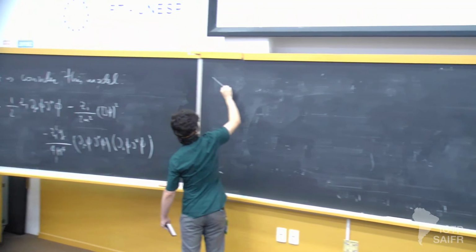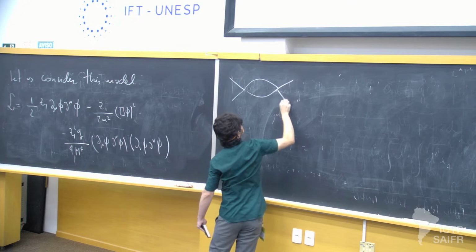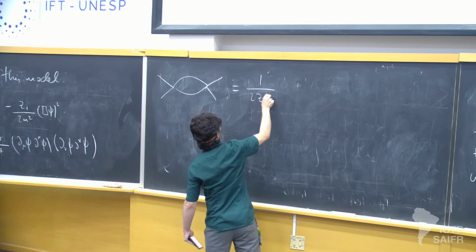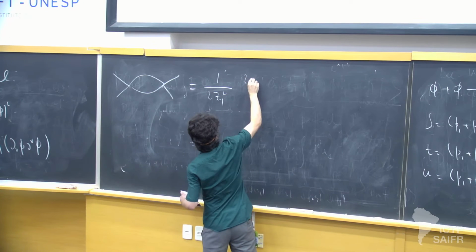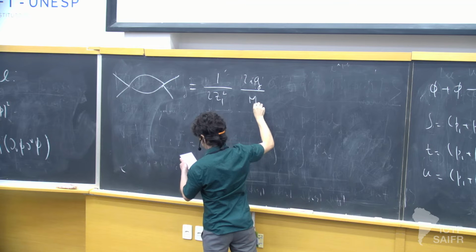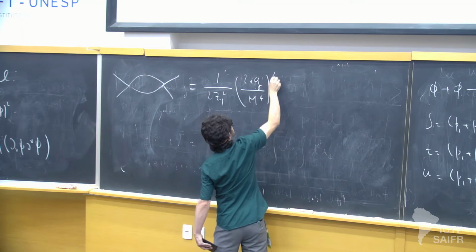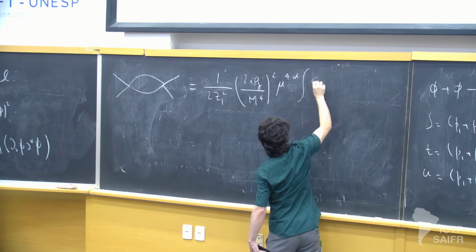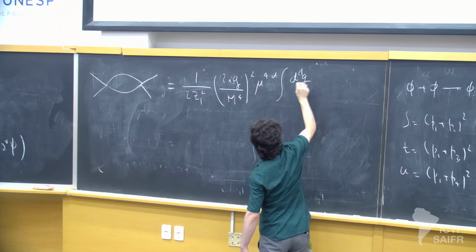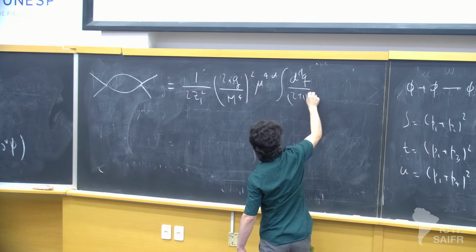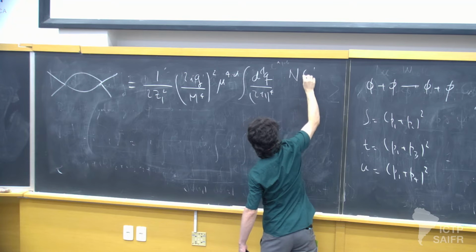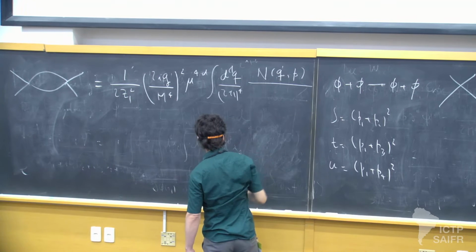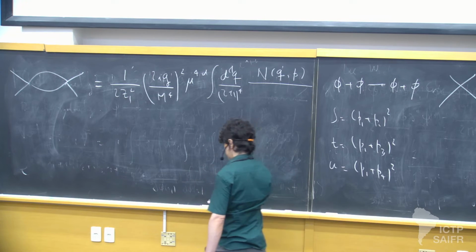So the bubble has this expression. So it's just 2 to 1 squared. I'm going to be careful with the factors in here. Squared, squared. So it's mu to the 4 minus d. So there is an integral of d^d q. There is a numerator here that depends on q and p. And there is this form. Well, let me write it in here.